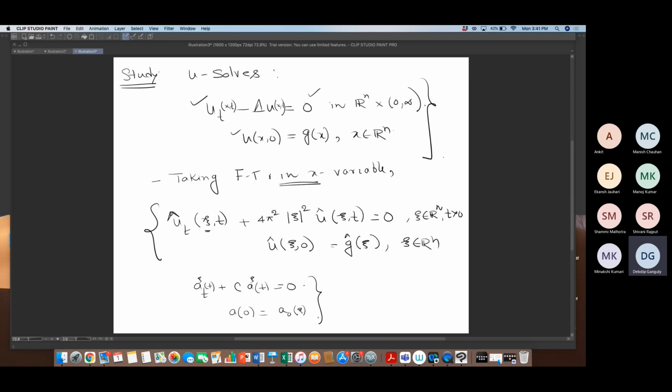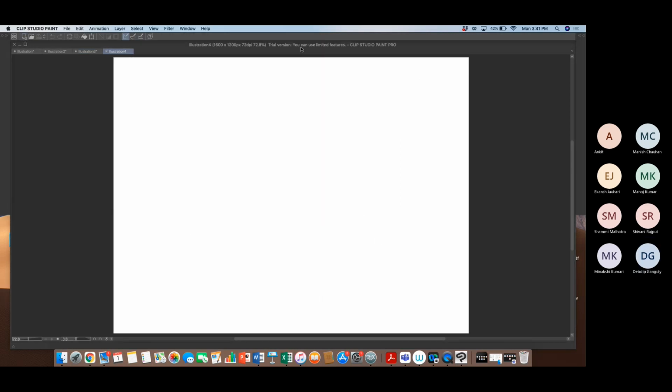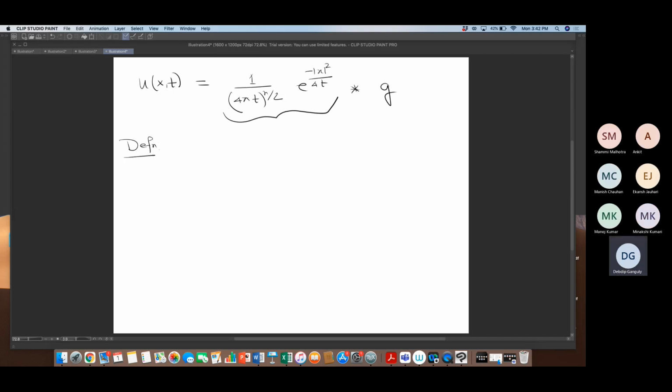So this is a simple ODE. You know how to solve this ODE. Okay, so finally we obtain that u(x,t) will be given by 1 by (4 pi t) to the power n by 2, this is very important, e to the power minus x square by 4t, convolved with g. This is known as the fundamental solution. We define something called the fundamental solution, right?